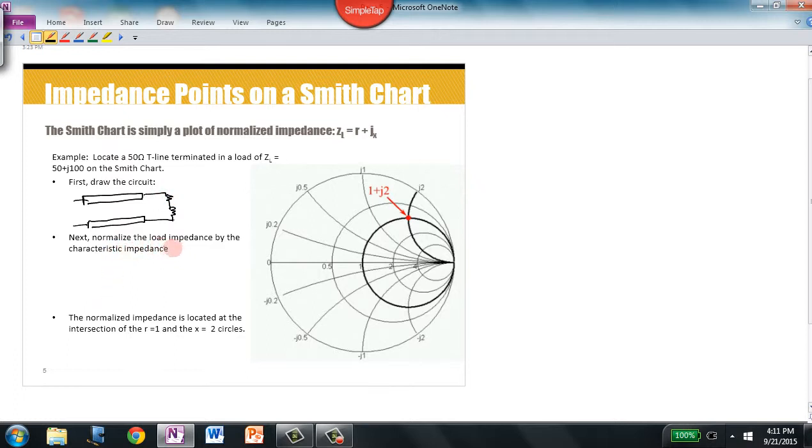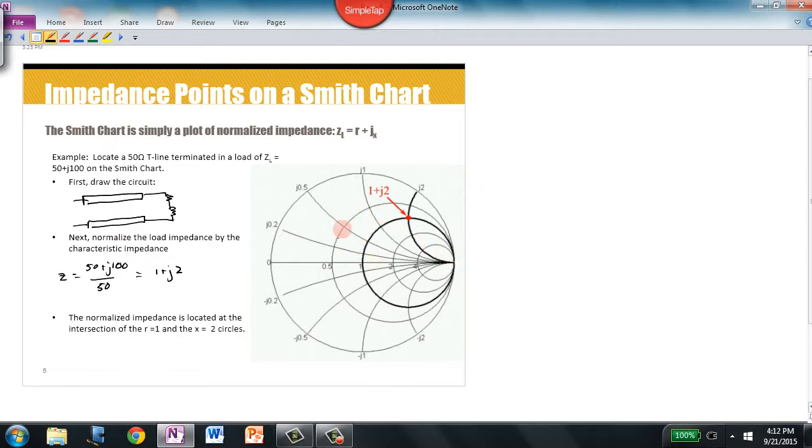So we need to normalize the load impedance by the characteristic impedance. That's just going to be 50 plus j100 divided by 50. Remember, that's lowercase z, and that's just going to be equal to 1 plus j2. Then we go to our Smith chart, and I'm presenting a simplified Smith chart so that it's easy to look at.